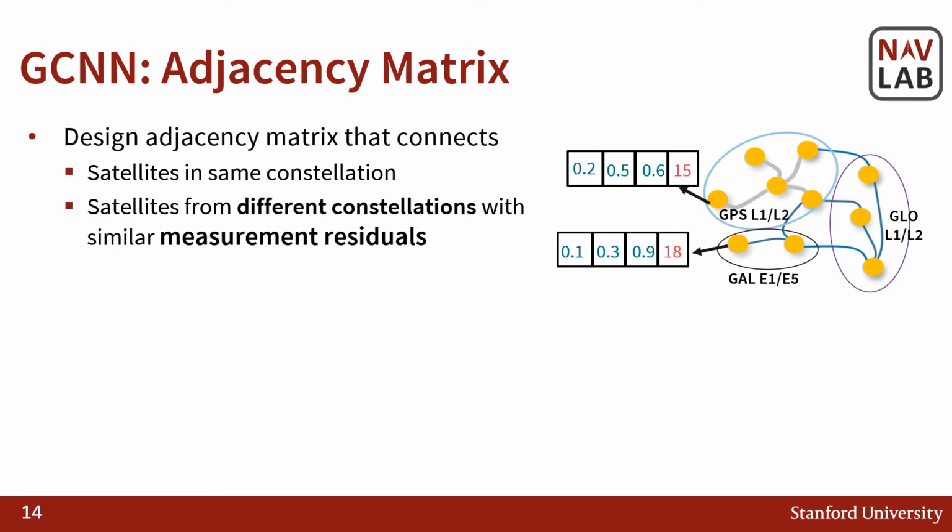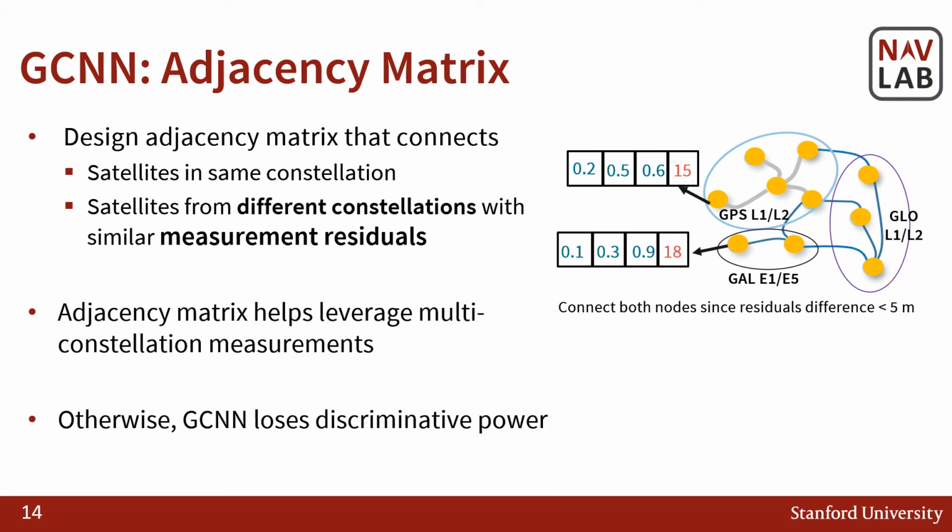Similarly, we design an adjacency matrix that connects satellites if they are in the same constellation, or satellites from different constellations if they have similar measurement residuals. As an example, you can see that a node in the GPS constellation has the feature vector as shown here, with the measurement residual being 15, and a node in the Galileo cluster has a feature vector here with a measurement residual of 18. Because the difference in these residuals is less than 5 meters, we decide to connect both the nodes even though they belong to different constellations.